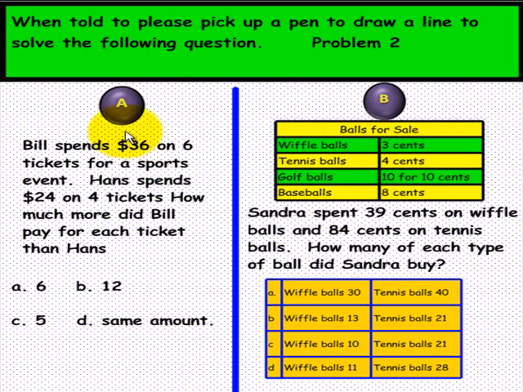Okay, let's look at letter A. Your answer should have been the same amount. And for B, if it's 39 cents and 84 cents, the correct answer would have been B, 13 wiffle balls and 21 tennis balls. If your answer matches ours, that is terrific. If you would please, have another student come up to the smartboard, and while they are, please erase the smartboard.